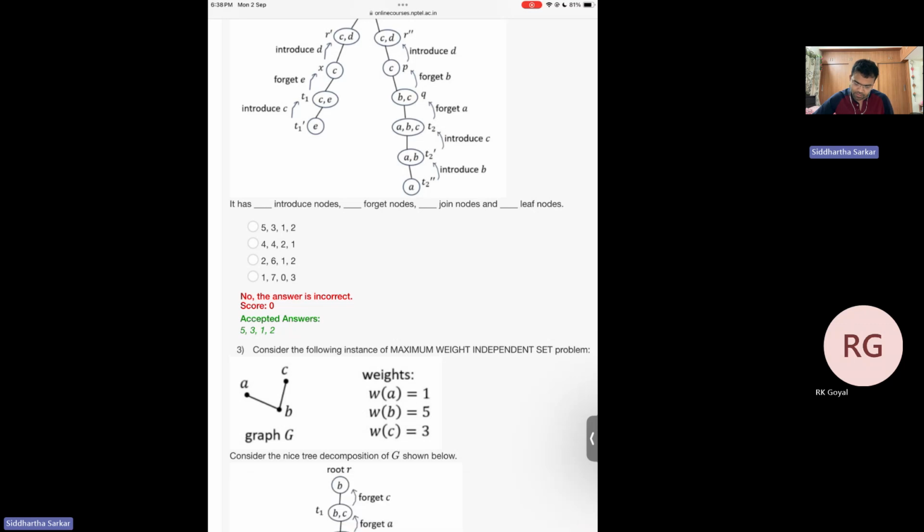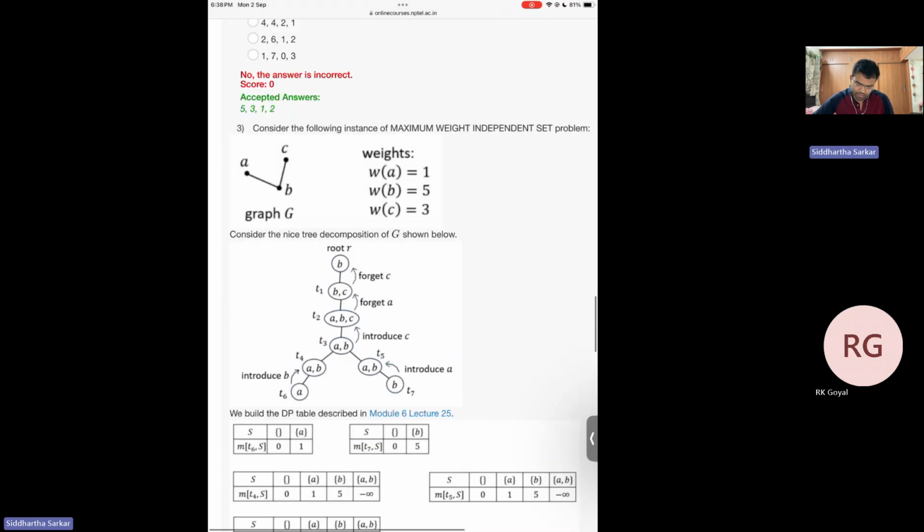The main purpose, as I said, of this nice tree decomposition is to find a dynamic programming algorithm. So what is the question? We have seen in the previous session that one can find the maximum weighted independent set in a tree in polynomial time using dynamic programming, but it is not possible to do so in a general graph. Here you are given a tree, a very simple graph, 3 nodes A, B, C. Weights are also given: weight of A is 1, weight of B is 5, weight of C is 3.